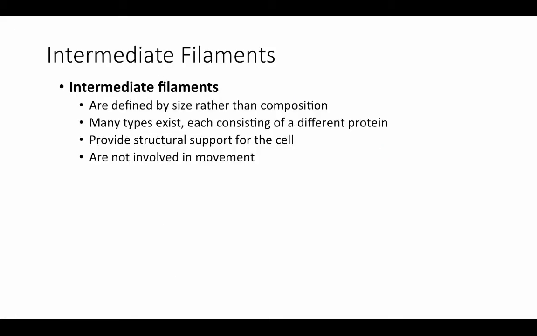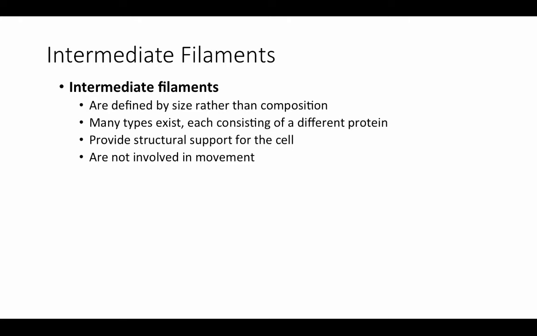The third kind of cytoskeletal element are filaments called intermediate filaments. So intermediate filaments are basically defined by their size rather than anything consistent about their composition. And there are many types, each consisting of different proteins. So this is kind of a catch-all bin of all of these filaments that are smaller than microtubules and larger than these actin filaments. Along with these differences in structure, they're going to have diverse functions.